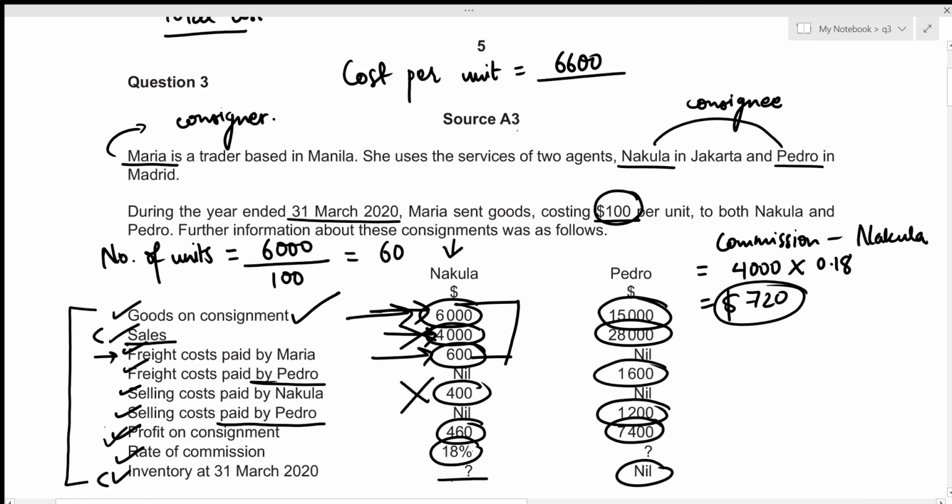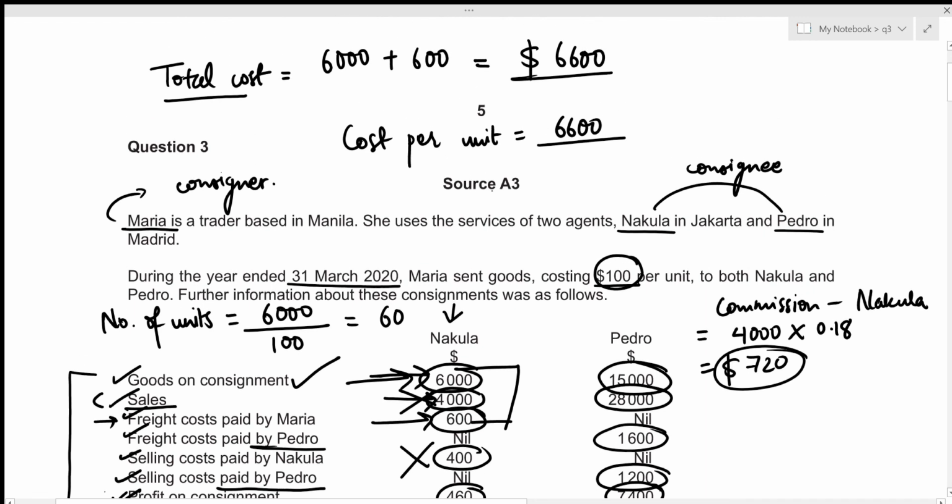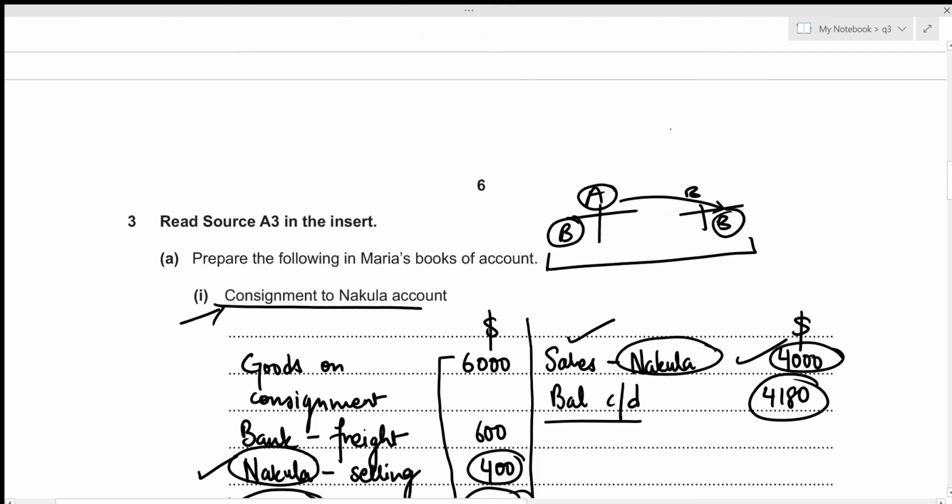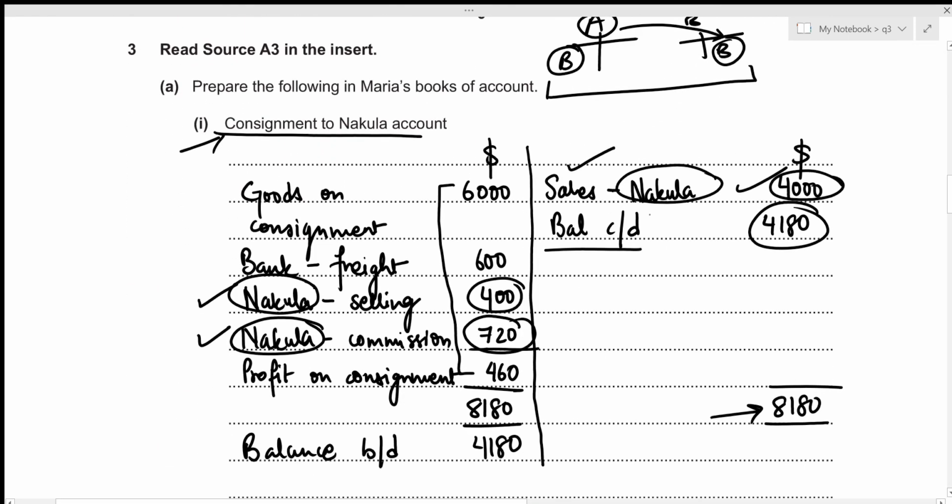Now, in order to figure out our cost per unit of inventory, we just need to divide the total cost of 6,600 with our number of units, which is 60. And this gives our cost per unit to be 110. So this is the value that we need to divide our total inventory valuation with in order to figure out the number of inventories. So let's have a look at our inventory value. So that's balance CD, which amounted to 4,180.